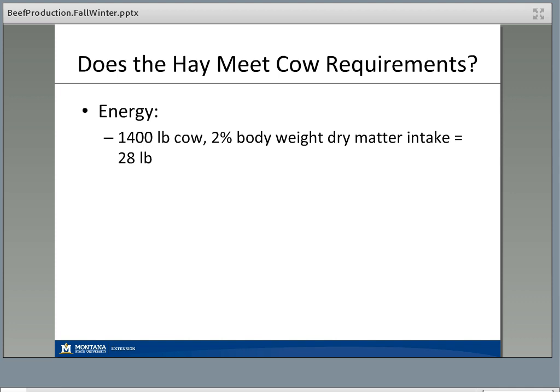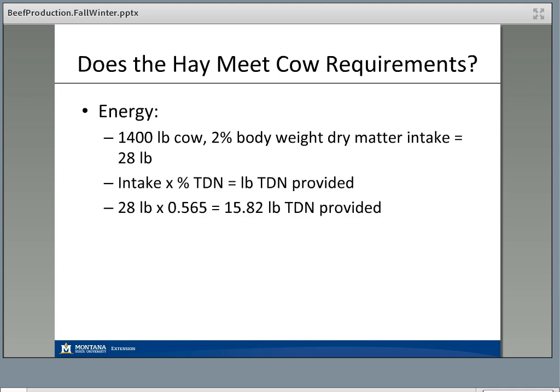If we use the grass hay in our example, we say she's going to eat 28 pounds of feed on a dry basis, and there was 56.5% TDN on a dry matter basis in that hay. Then every day that she eats 28 pounds of dry feed, about 16 pounds of TDN is provided by that hay. How does that match up with her TDN requirement?